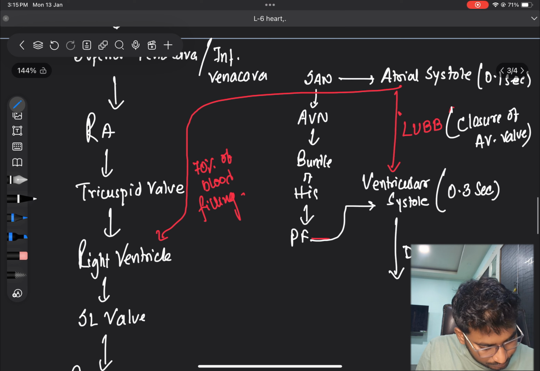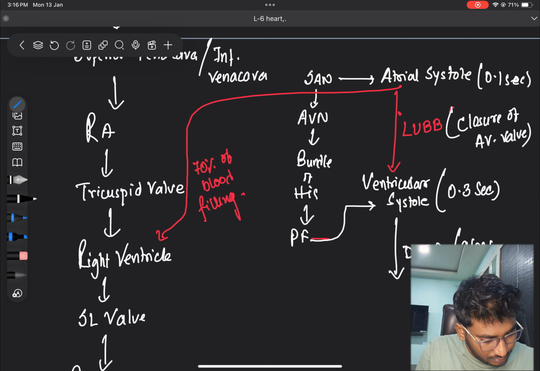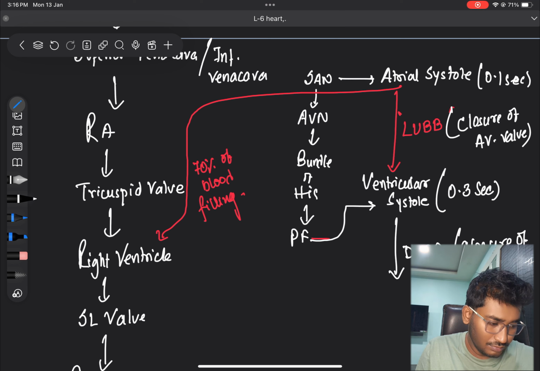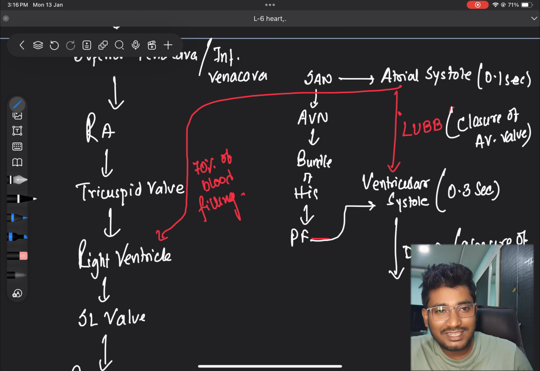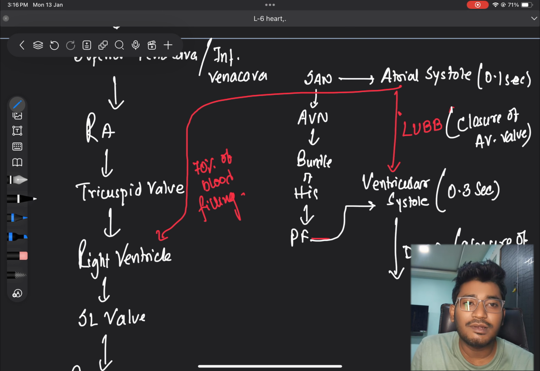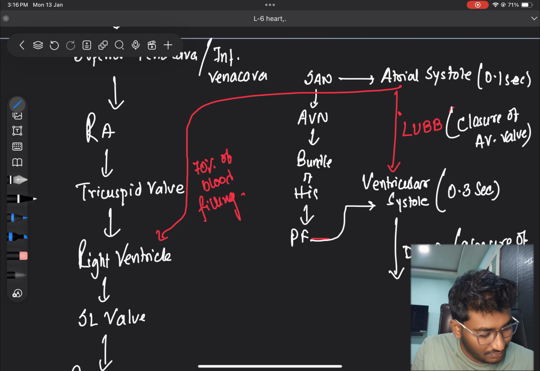Now the dub, the second heart sound, closure of which valve? Try to say. Closure of semilunar valve.